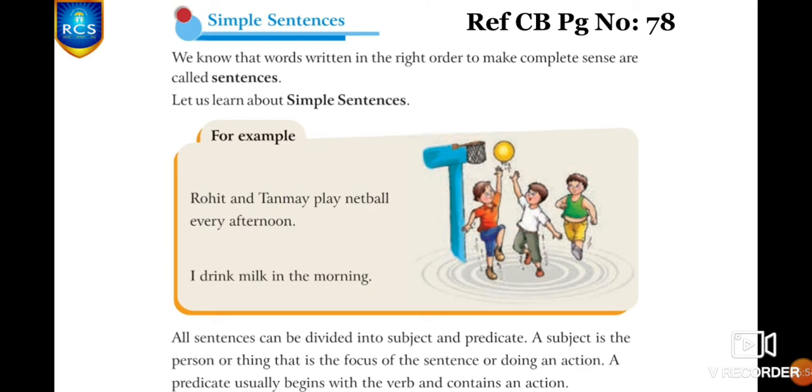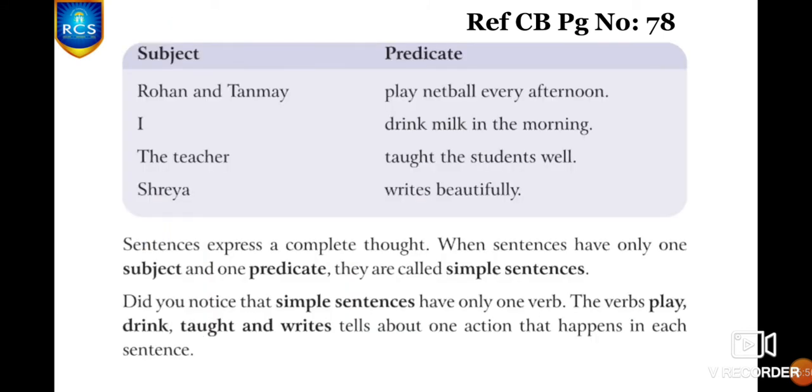Here, Rohit and Tanmay is subject. Play netball every afternoon is predicate. Next, I is subject. Drink milk in the morning is predicate. The teacher is subject. Taught the students well is predicate. Shreya is subject and writes beautifully is predicate. Sentences express a complete thought. When sentences have only one subject, one predicate and only one verb, they are called simple sentences.